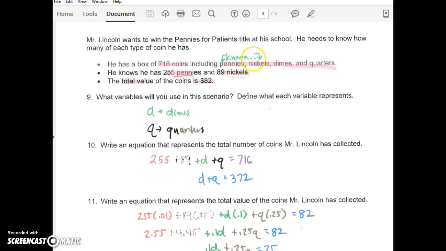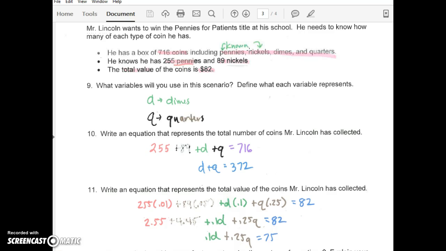That changes things a little bit for us. The total value of the coins is $82. So what variables will you use in this scenario? Well, I could technically use four variables, P, N, D, and Q, except I already know how many pennies and nickels we have. So it's not really a variable. It's just using that piece of information.